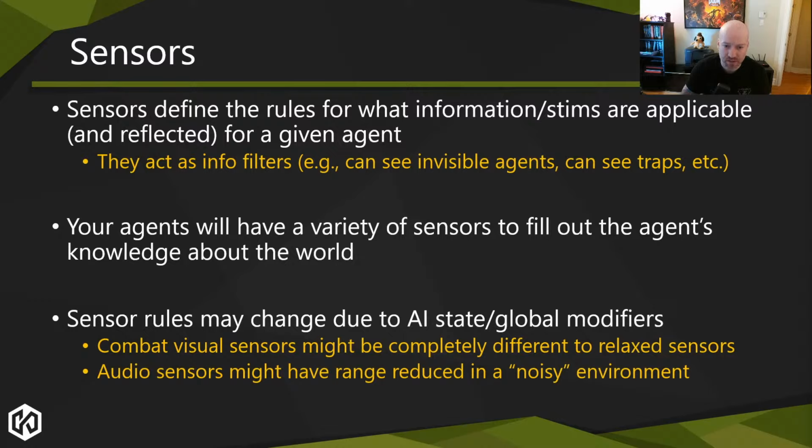There may be different sensors for different agents and different archetypes. Again, game requirements will dictate that. One thing that is important is that the sensors may change based on AI state or environmental modifiers. So it's very common that an AI will have a specific set of sensors when they're in a casual or idle state versus when they are in combat.